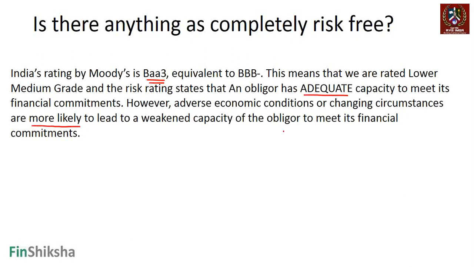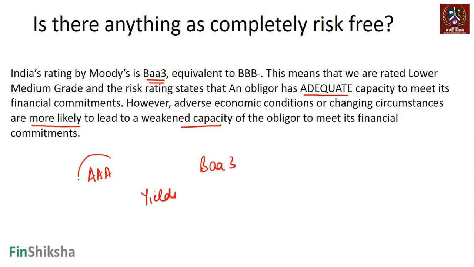One is adequate capacity at this point of time to be able to manage your financial commitments. The second one is you're more likely to lead to a weakened capacity. So it does not take too much for this set of companies to end up defaulting. Now, how do you really find out the difference between AAA and Baa3? The answer lies in the yields.